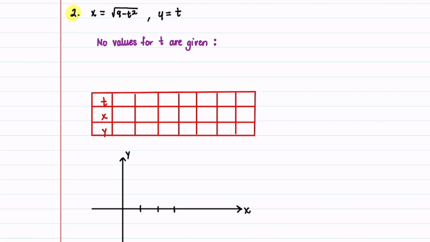In our second example, x is the square root of 9 minus t squared and y is equal to t. Since no values for t are given, we need to determine what values should be used.